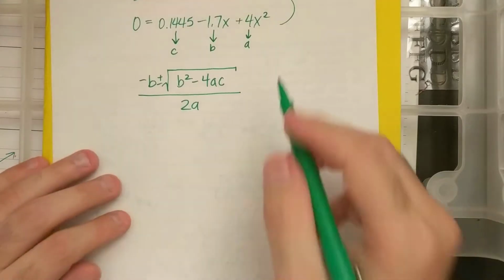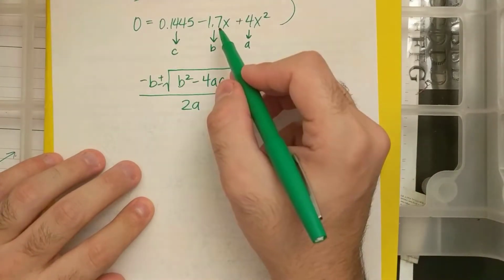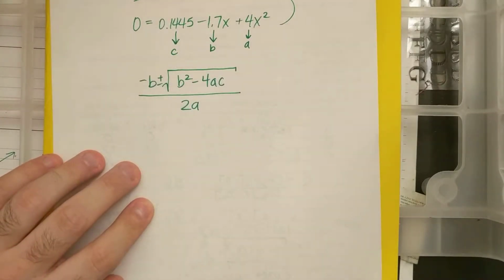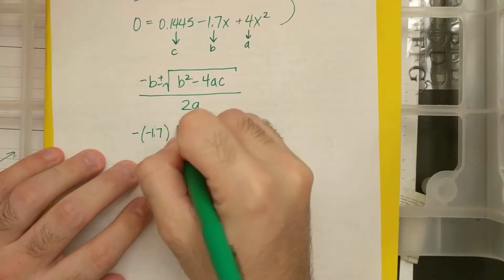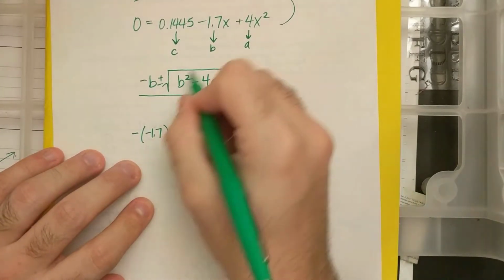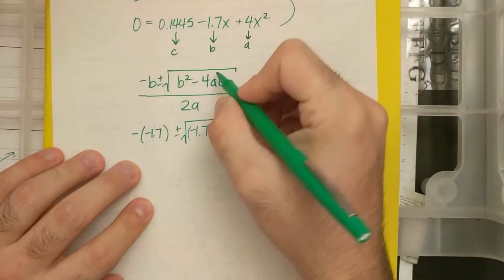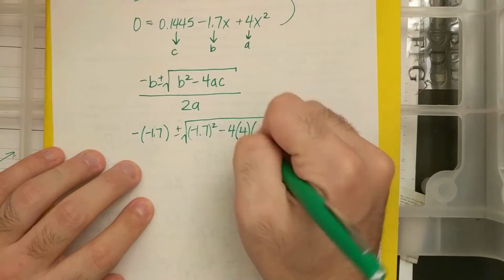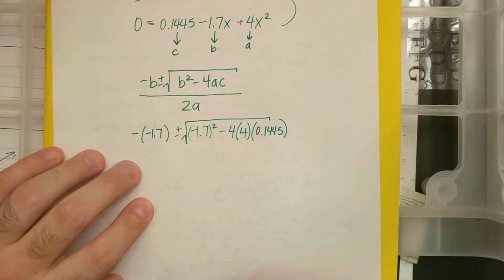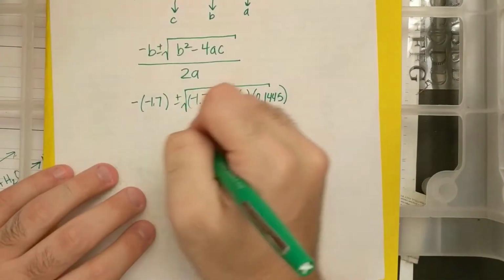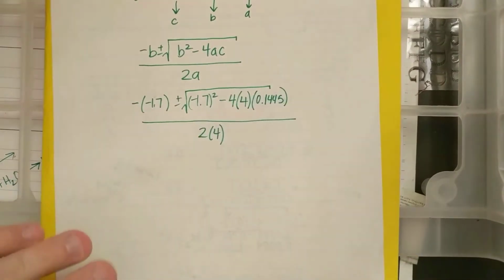And so I plug in these values. A is 4. B is negative 1.7. C is 0.1445. So negative b, negative 1.7, plus or minus the square root of negative 1.7 squared minus 4 times a, which is 4, times c, which is 0.1445. Okay? All over 2 times 4.